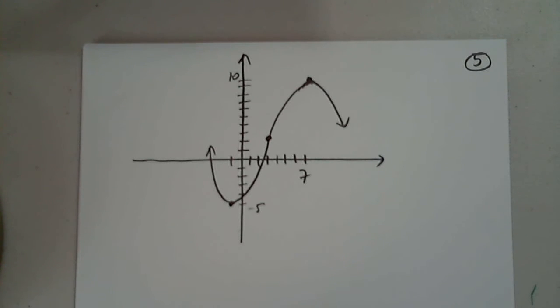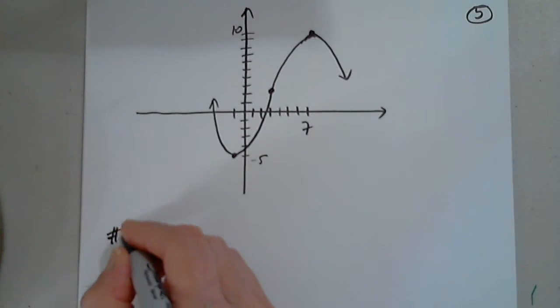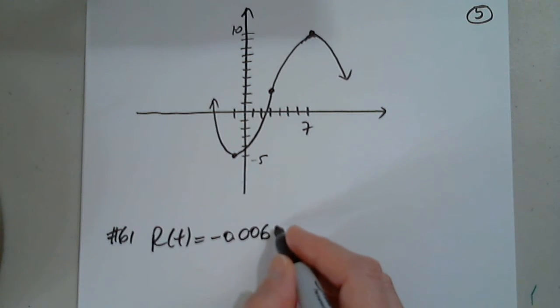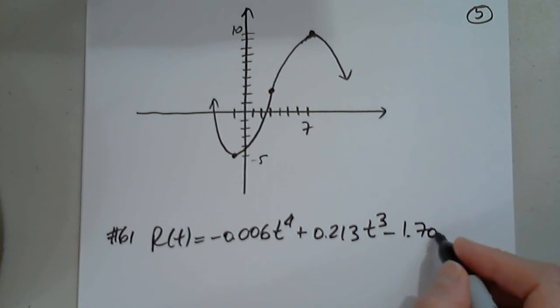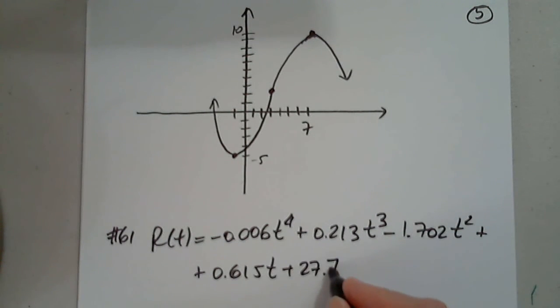So obviously, I have to perform some calculations, but obviously it opens down, so there must be an inflection point here because it changes concavity. And I don't think there is more than one, but we will look. So opening down, and all of a sudden, it changes concavity. So let's take a look. I'm going to copy number 61. And this is R of t equals negative 0.006 t to the 4th plus 0.213 t cubed minus 1.702 t squared plus 0.615 t plus 27.745.